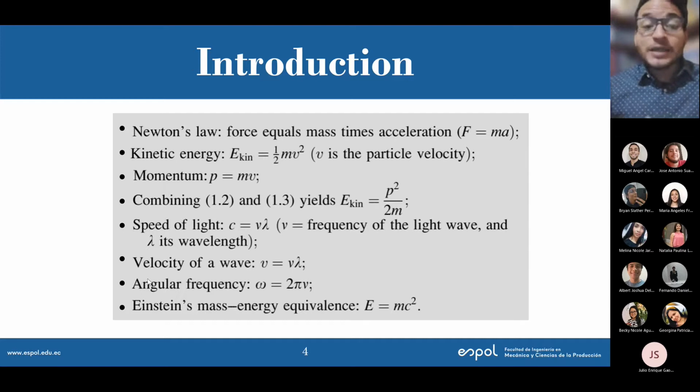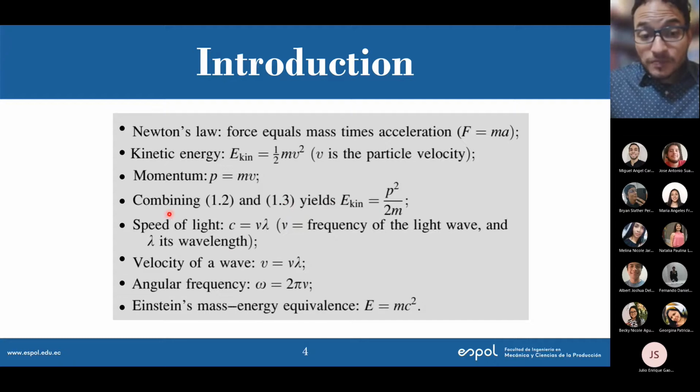And that's why if we combine the two previous equations, this equation will be quite relevant. The energy of an electron is equal to the momentum squared divided by 2 times the mass of the electron. This is going to be extremely important.